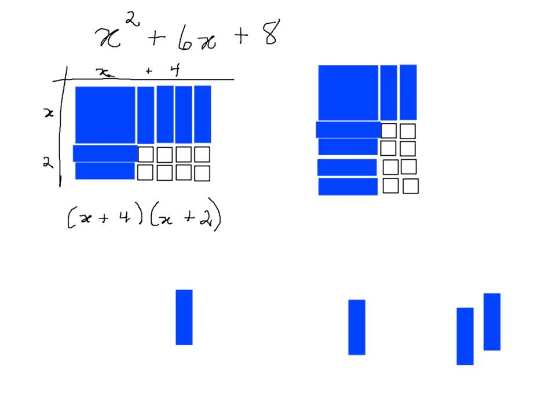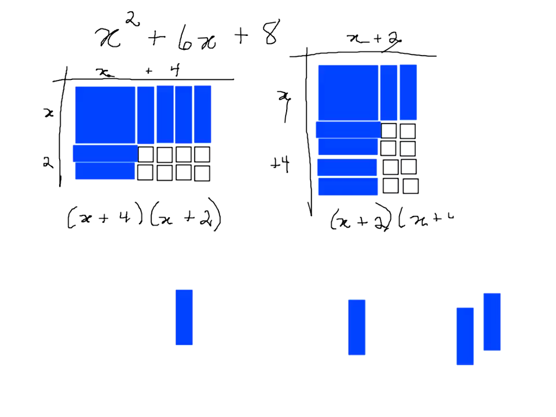Wonderful. Let's see how that goes. We have x plus 2 and x plus 4. So now I'll just have it in a different order, right? X plus 2 and x plus 4. And I'll move these guys out of my way because I don't need them.